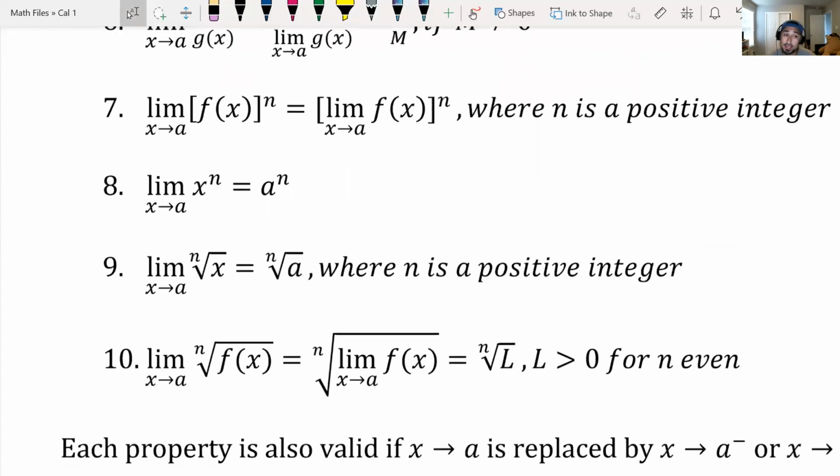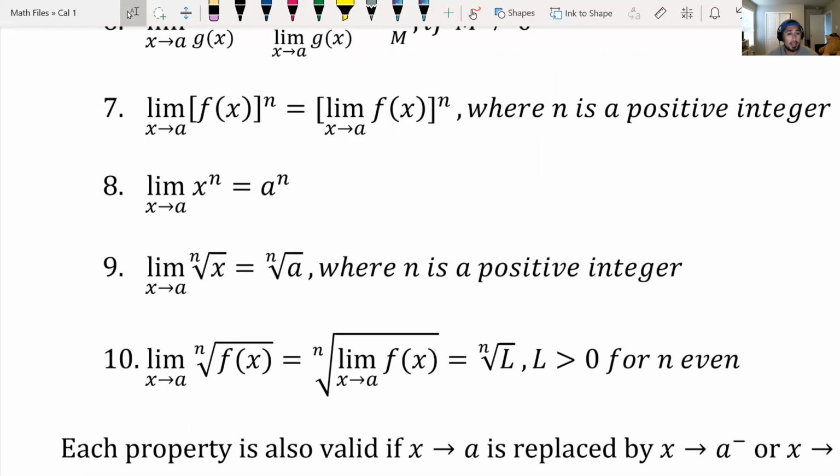Number 9 is just like number 8 and number 2. Again, direct substitution. The limit as x approaches a of the nth root of x is the same as the nth root of a. All this says is, again, plug in a for x, whatever number a may be.